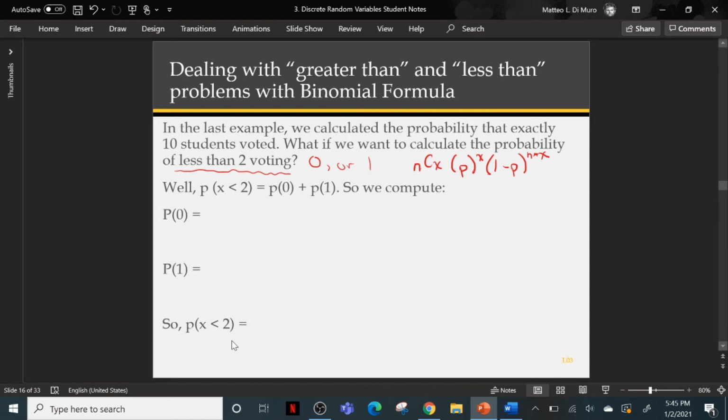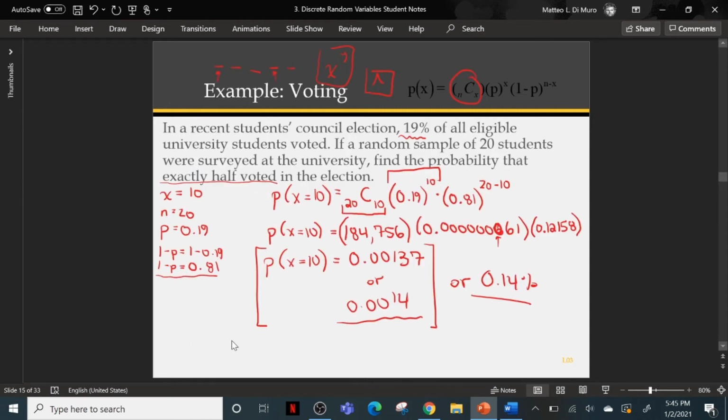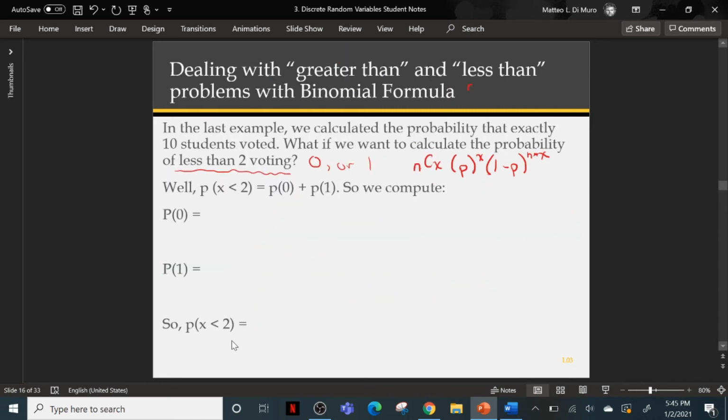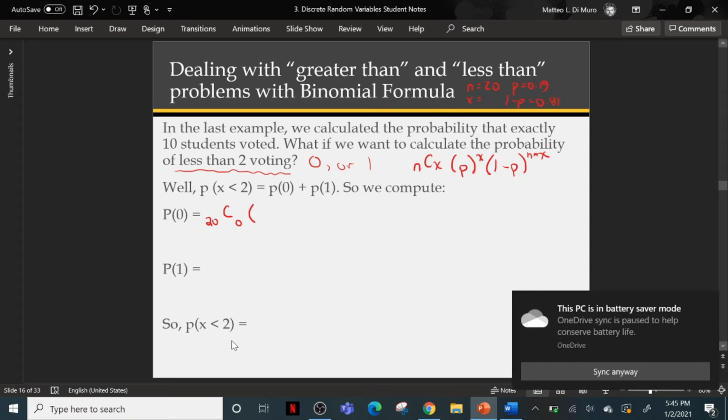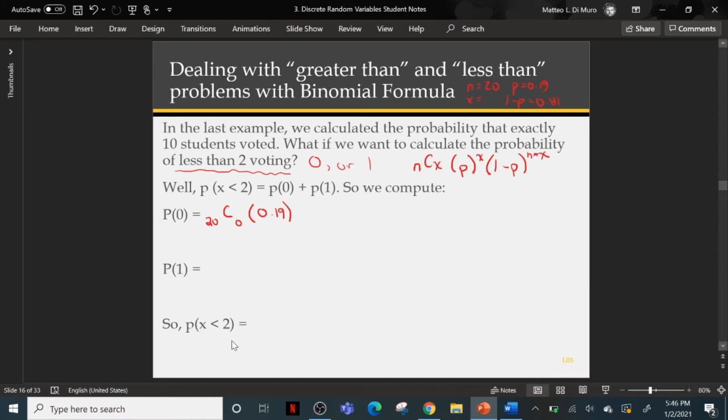So remember, n is 20. We're just using the same data from over here, so maybe I'll just recopy it up here. So n is 20, x is whatever it is on the question that we're doing, and p was 0.19. 1 minus p was 0.81. Okay, so n is 20. And then write C, and then we're doing x is 0. And the probability p is 0.19, raised to the power of x, which is 0. And then 0.81.